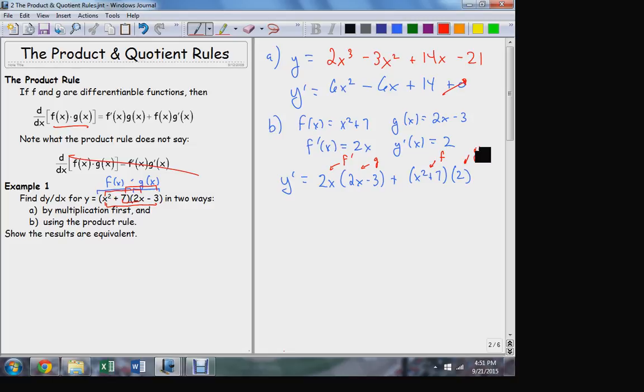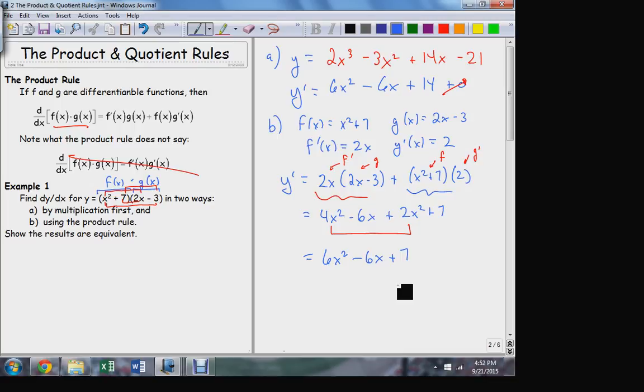Is this going to be equal to the same thing that I got in the previous case? Well, let's check. So I'll distribute here. So there's that first product. In the second place, I distribute again. So there's that second product. And then I've got two like terms that I can combine, so the square powers can come together. And then the minus 6x plus 7.